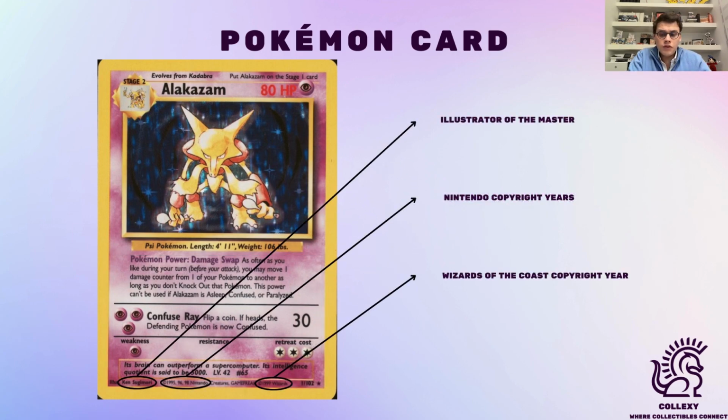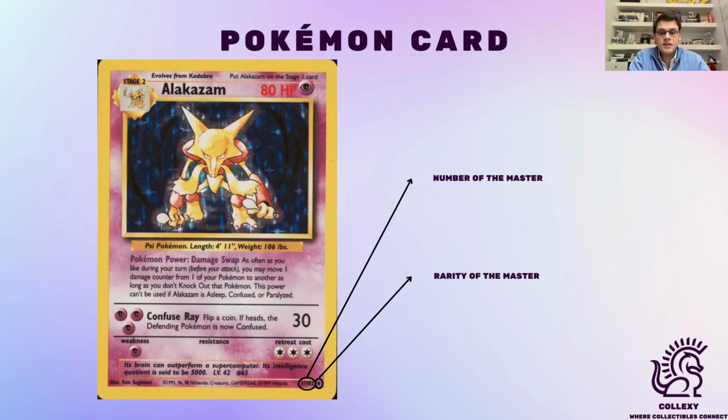So on the bottom of the card, you can find more information about the card itself. The first element that is being shown is the illustrator of the card. The second element is the Nintendo copyright years. And the third element is the Wizards of the Coast copyright year or years.